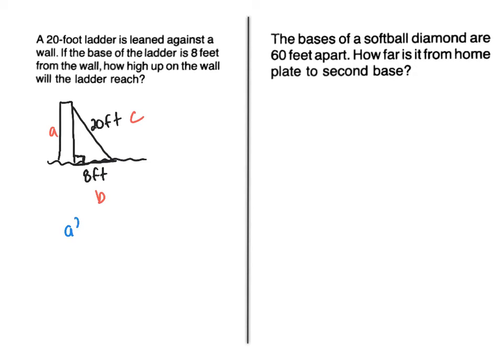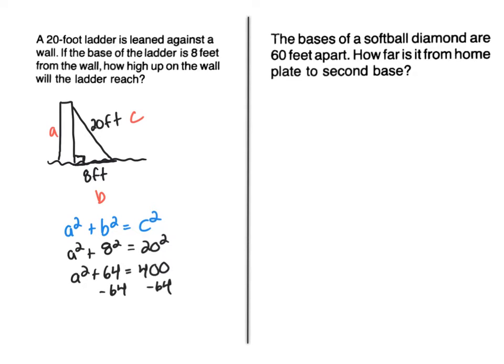So we have A squared plus B squared equals C squared. And from our lesson last week, you know you should be writing the formula down each time. And we're going to substitute the numbers in. I don't know what A is, so it's just going to stay A squared plus 8 squared equals 20 squared, which gives me A squared plus 64 is equal to 400. Then I subtract 64 from both sides, and I get 336. So A squared is equal to 336.